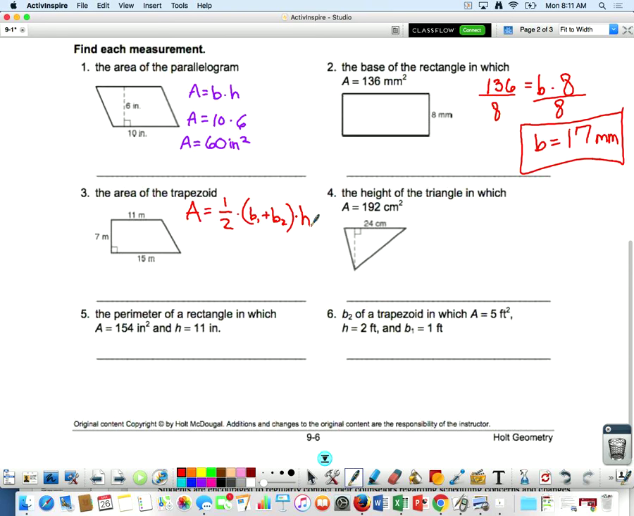Height of the triangle. We're trying to find the height. So what am I going to use? What's the area formula? Look at this triangle. Area equals 1/2 times base times height. Do you know the base? No. Yes, you do. It's 2. So are you going to be able to find out the height? Yeah. Okay.